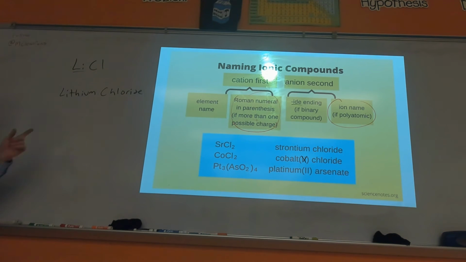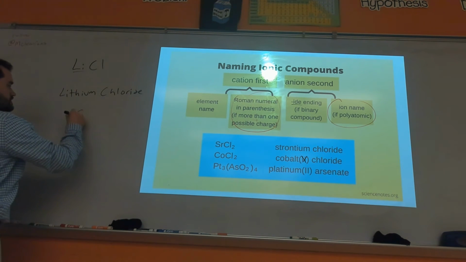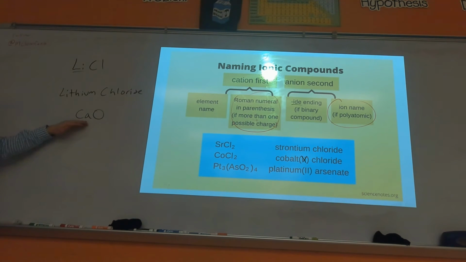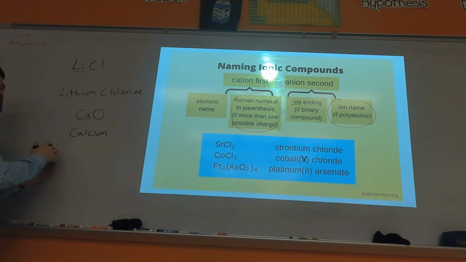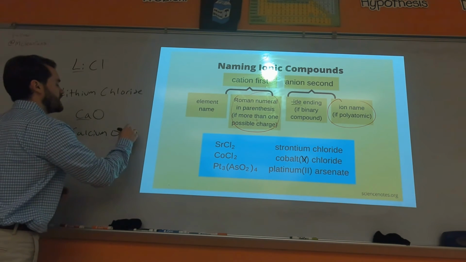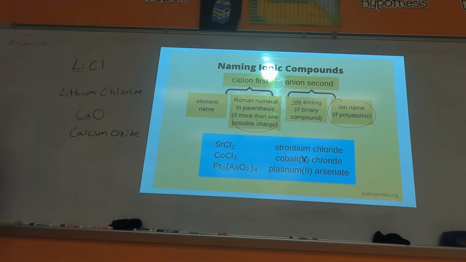Okay. Now, I'll give you another one. Let's say we had CaO. What would that be? Calcium oxide. Calcium is the name of the metal here. You don't say calcium oxygen, you say calcium oxide. Drop the ending and you put -ide. So it's pretty straightforward when I give you the chemical formula how you say the name. What is typically trickier is if I do it the other way.